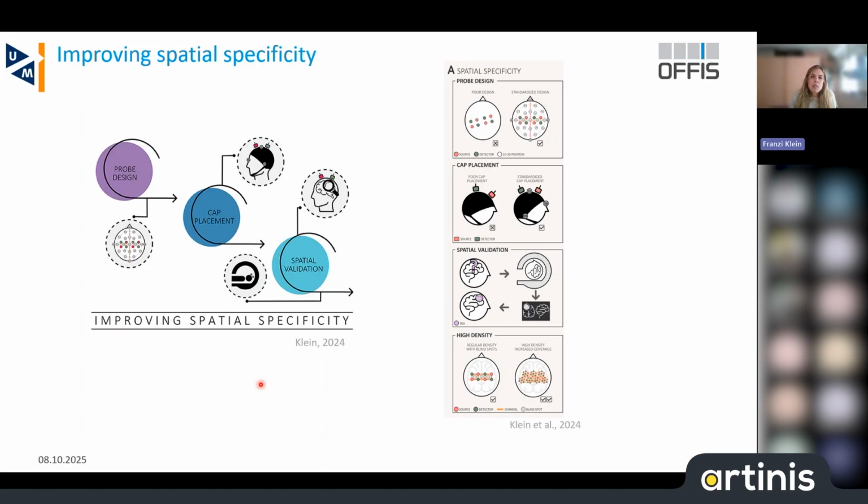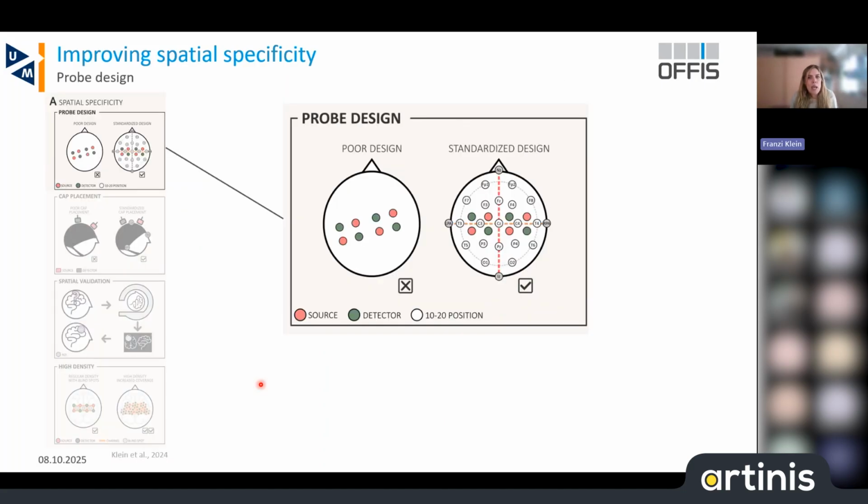It seems very often quite simple, but you still see that there are some problems in the field. I think most people are doing this nowadays, but one thing you can really do to improve your spatial specificity is thinking about a good probe design. Usually, we have our fNIRS caps and we have arranged our sources and detectors in such a cap.